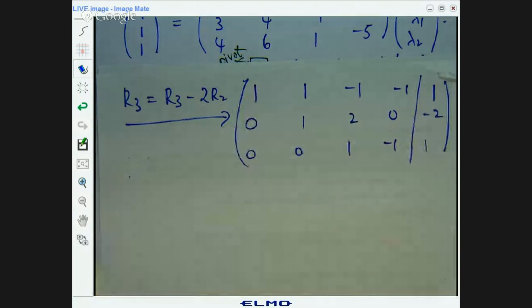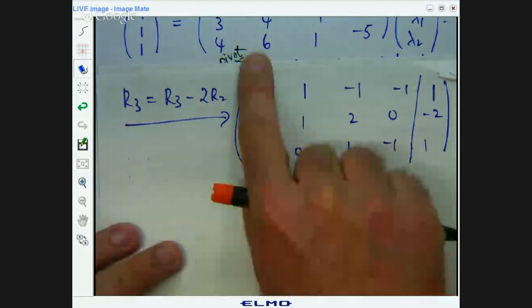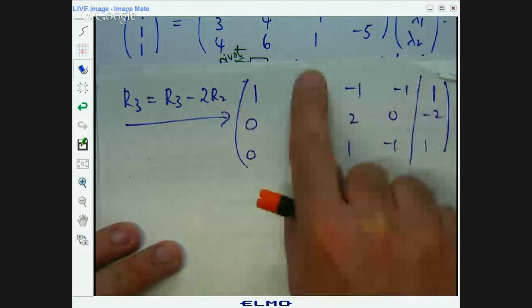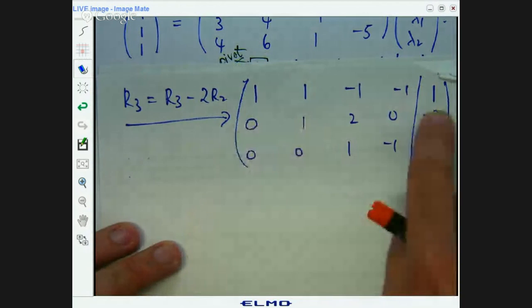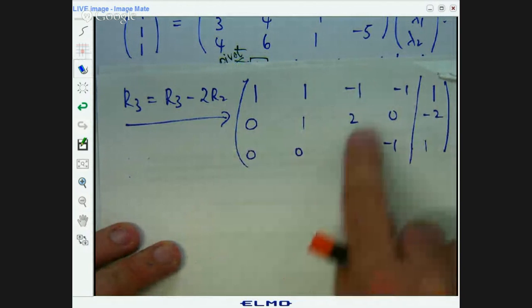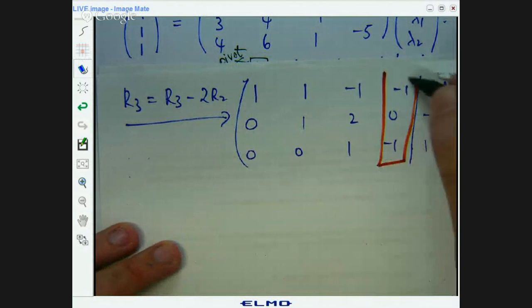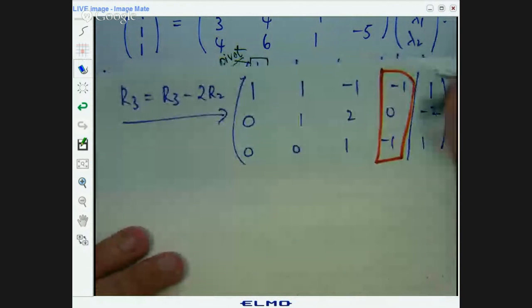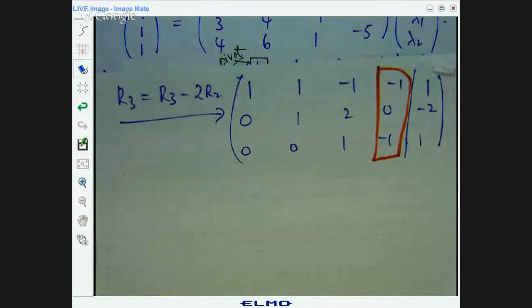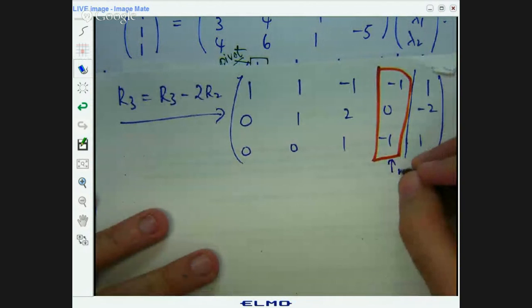But you'll see that every column is leading. This column contains the first entry of this row. This column contains the first entry of this row. This column contains the first entry of this row. But this one doesn't. This is a non-leading column. So what that means is there's an infinite number of solutions.